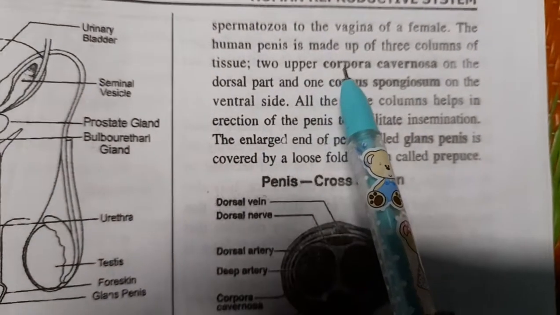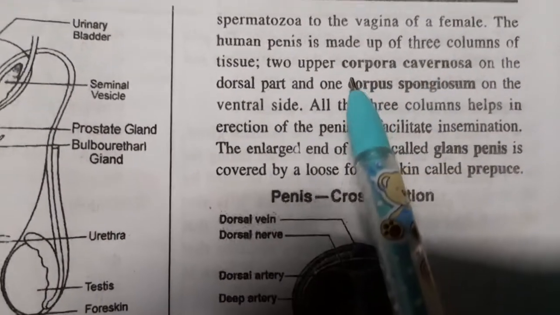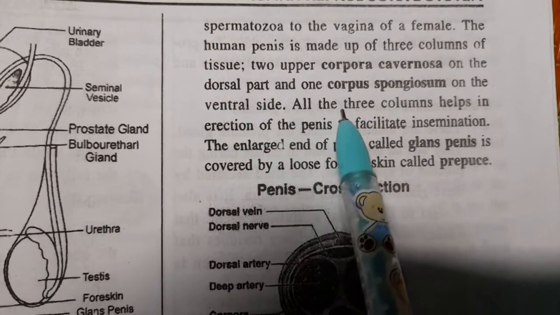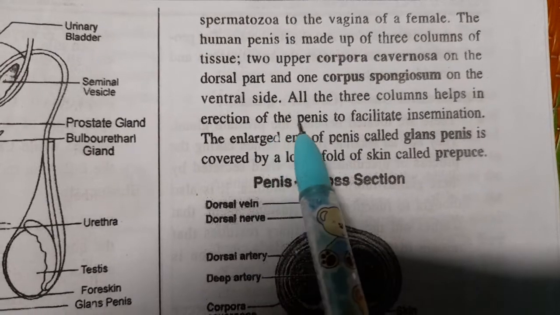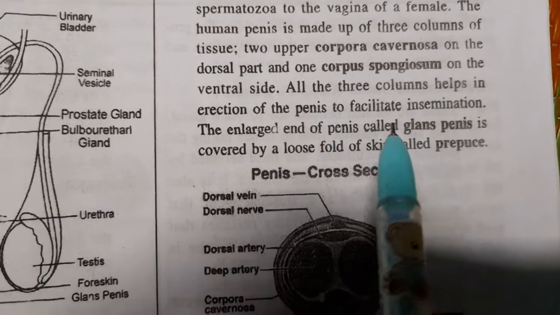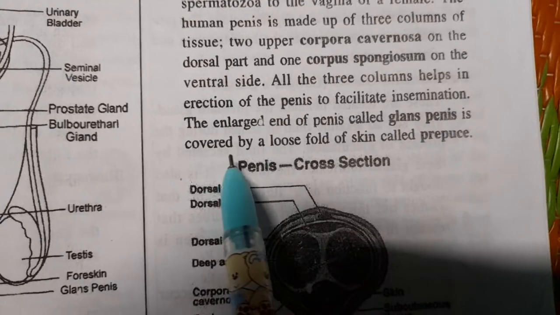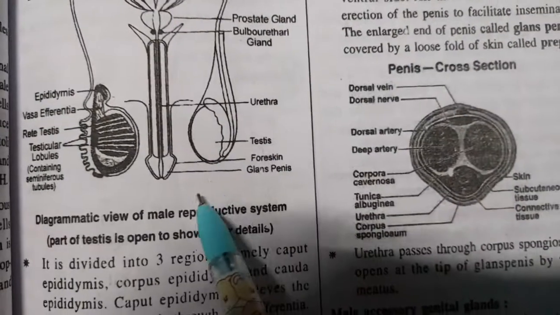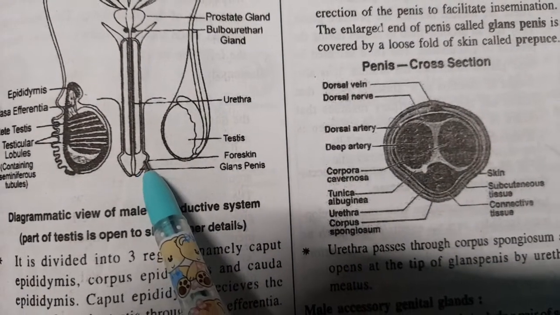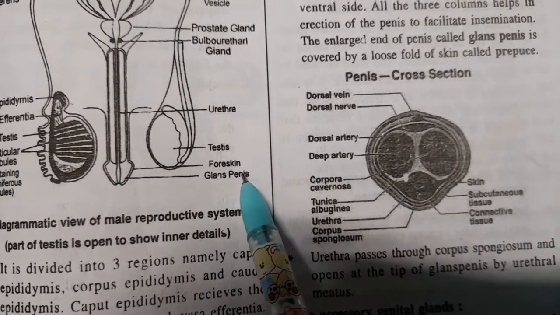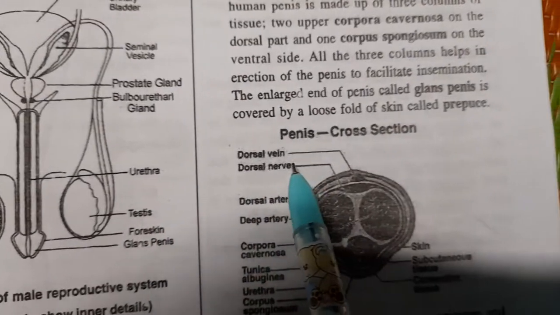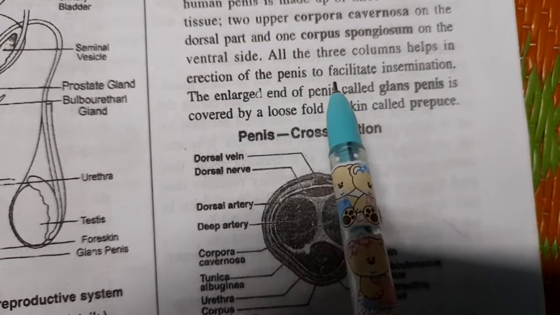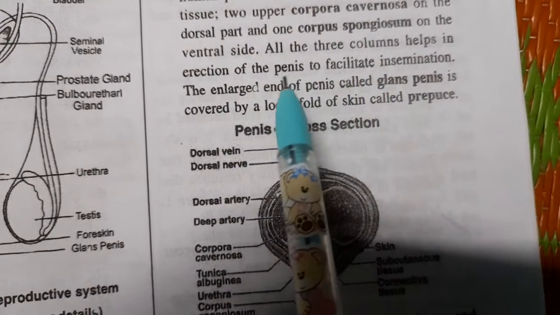Two upper corpora cavernosa and one corpus spongiosum on the ventral side. All the three columns help in the erection of the penis to facilitate insemination, the transfer of sperms into the female body. The enlarged end of the penis is called glans penis. This is the enlarged bulbous part of the penis, which is covered by foreskin.